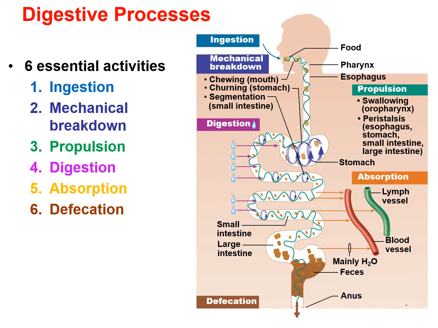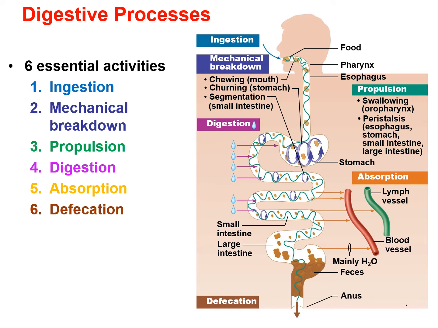They include, in blue, ingestion, or starting off food processing by actually putting food into the digestive system, and this is done by taking food into your mouth. Once you've ingested food, you need to then mechanically break down the food that you eat. Mechanical breakdown is an activity that occurs in very different areas of the digestive tract. It's going to be where you see those blue arrows.